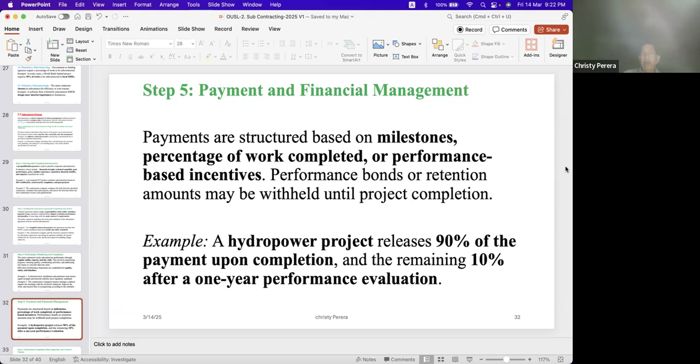based on milestones or performance-based incentives like that. A hydropower project releases 90% of the payment upon completion, and the remaining 10% after a 1-year performance evaluation. Some conditions I am giving as examples.